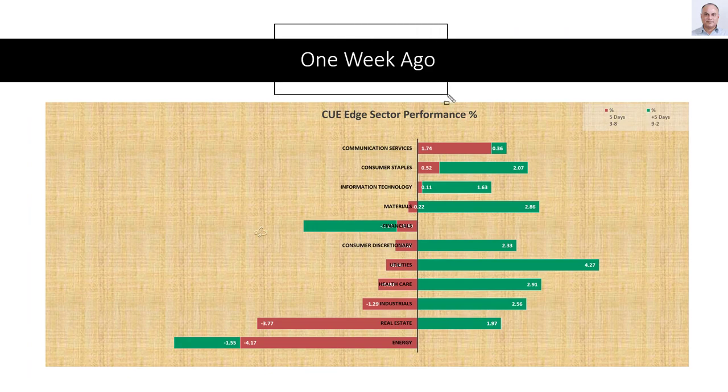This is a picture from 1 week ago. That time, sectors turned from bullish, the green bars of 1 week ago, to bearish. This is what I shared in the previous market roundup. Looking at the up-down move, the expectation was that this week would be bullish. Isn't that what happened?